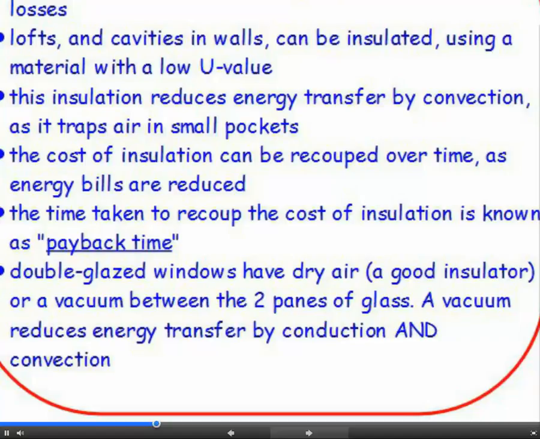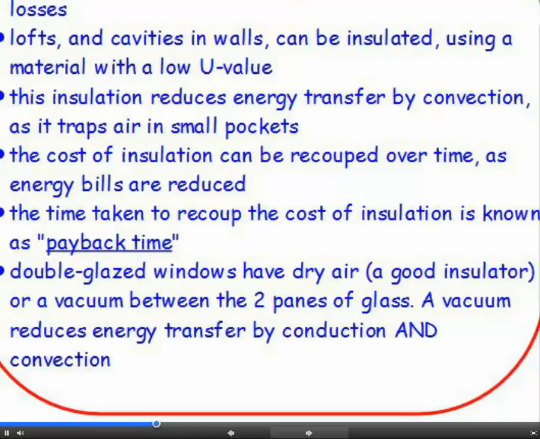Now, insulation can be very expensive, but the cost of insulation can be recouped over time because your energy bills will be reduced. And the time taken to recoup the cost of insulation is known as the payback time.